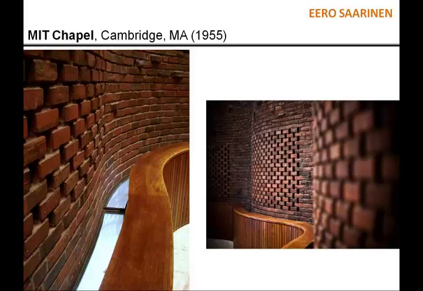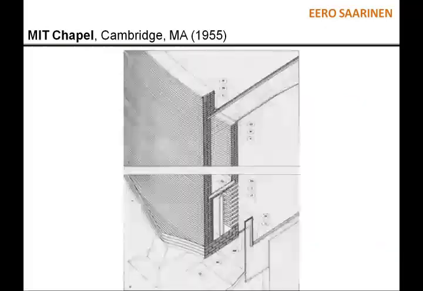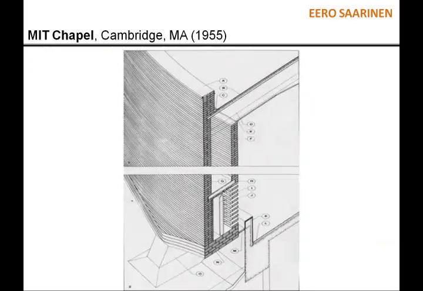And so what we're seeing here in the left image is how that moat actually comes into the building. And there's the cross section of the moat. You can see how it moves between interior and exterior.